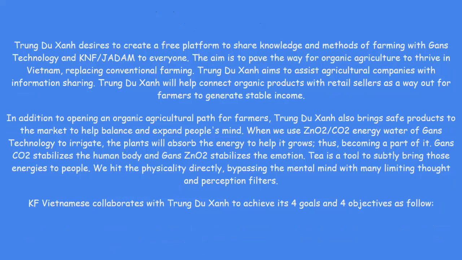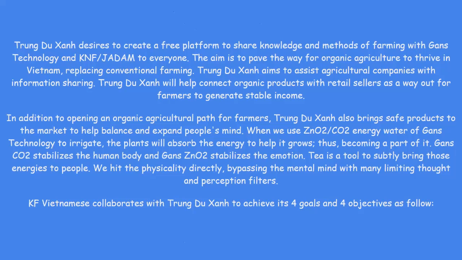Jumyu Sen desires to create a free platform to share knowledge and methods of farming with GANS technology and KNF Vietnam to everyone. The aim is to pave the way for organic agriculture to thrive in Vietnam, replacing conventional farming. Jumyu Sen aims to assist agricultural companies with information sharing. Jumyu Sen will help connect organic products with retail sellers as a way out for farmers to generate stable income.